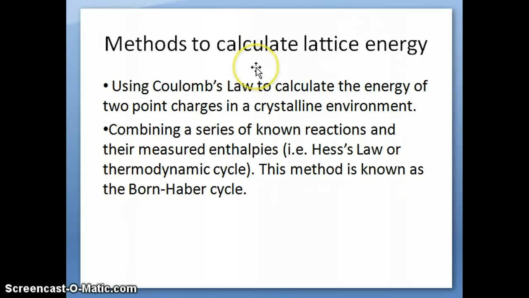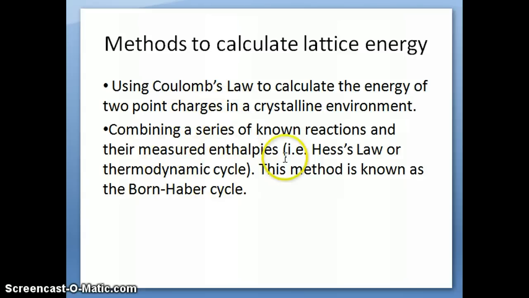So there are two methods we can use to calculate the lattice energy. One is something called Coulomb's law. If you've done physics before, you would have encountered this equation, which I'll show you in the next slide. It's a law that was discovered a long time ago on point charges. You can use this equation to estimate, in our case, the strength of a particular ionic compound versus another ionic compound.